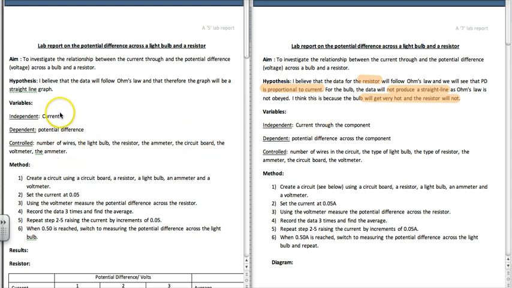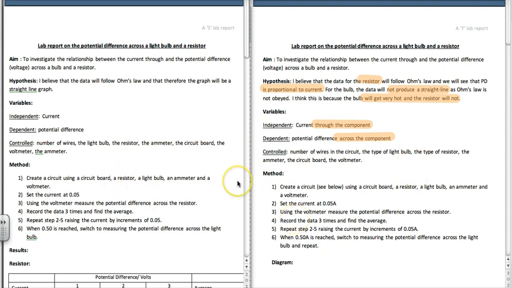Variables. Now essentially the variables are similar here. The independent variable is the current in this one. I've just been a little bit more specific and said the current through the component. Potential difference, a little bit more specific. And in terms of the controlled variables, again, it's pretty similar there. The method, also pretty similar.